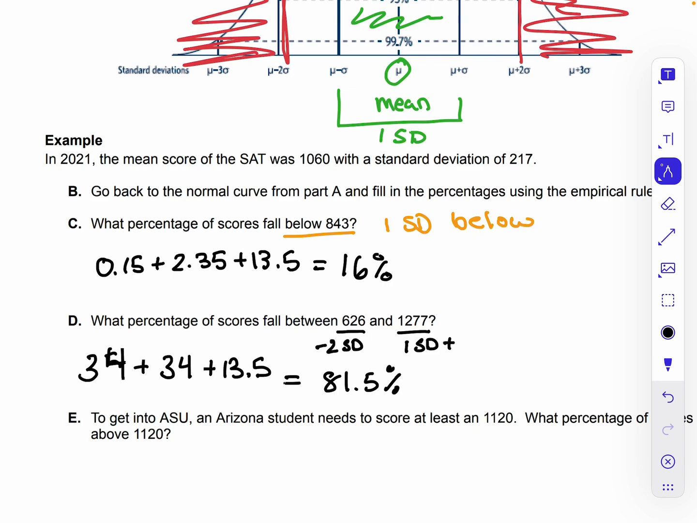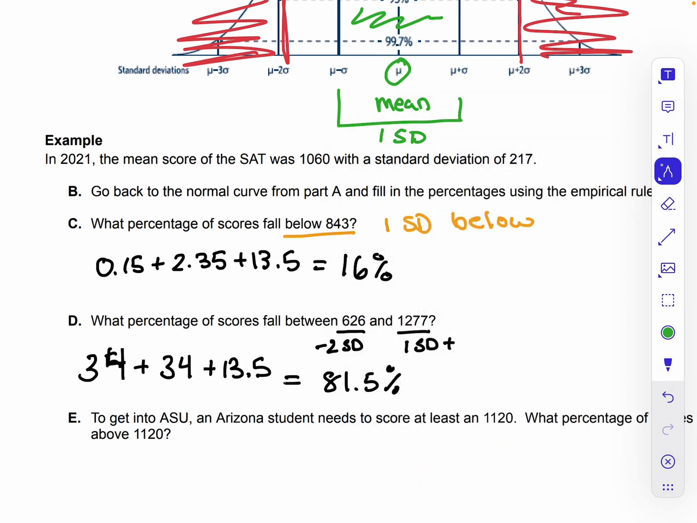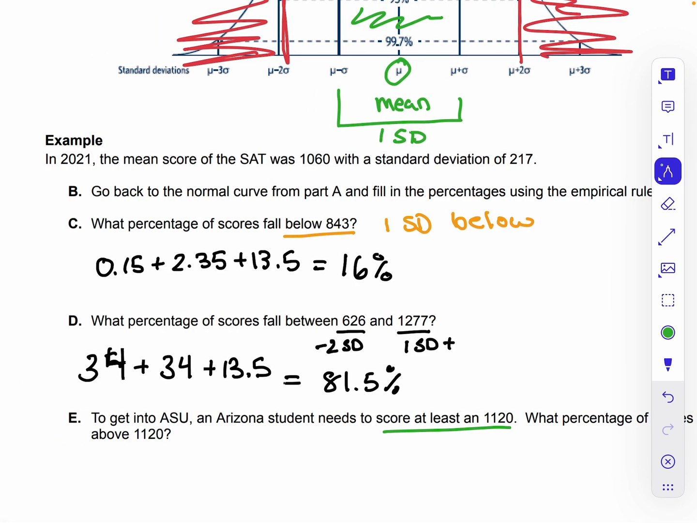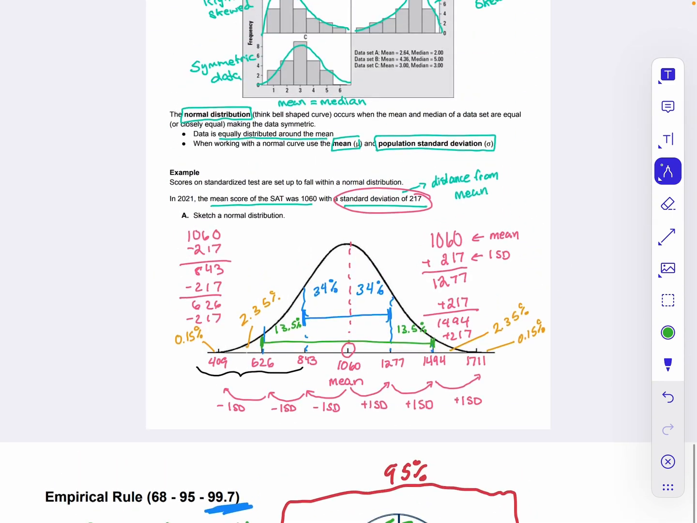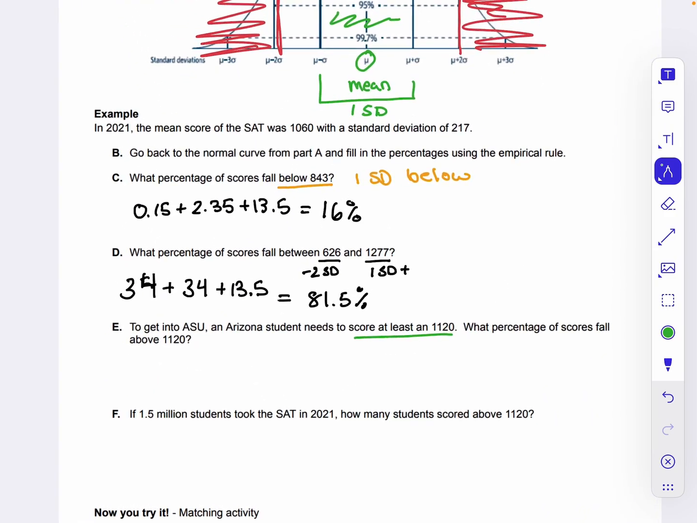So the empirical rule gives us a way to figure out approximately how many students would fall in that range. Now, we run into issues if we're given something like this problem below, where it says, to get into ASU, an Arizona student needs to score at least an 1120 on their SAT. What percentage of scores of the people who took SATs fell into that range? That's not one of our numbers that is a nice even standard deviation away. So when we're not an even standard deviation away, we're going to need to use a calculator.